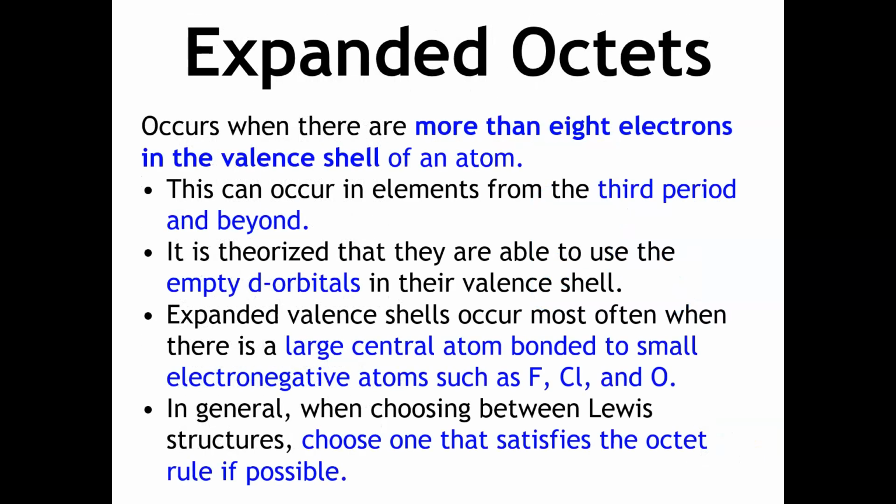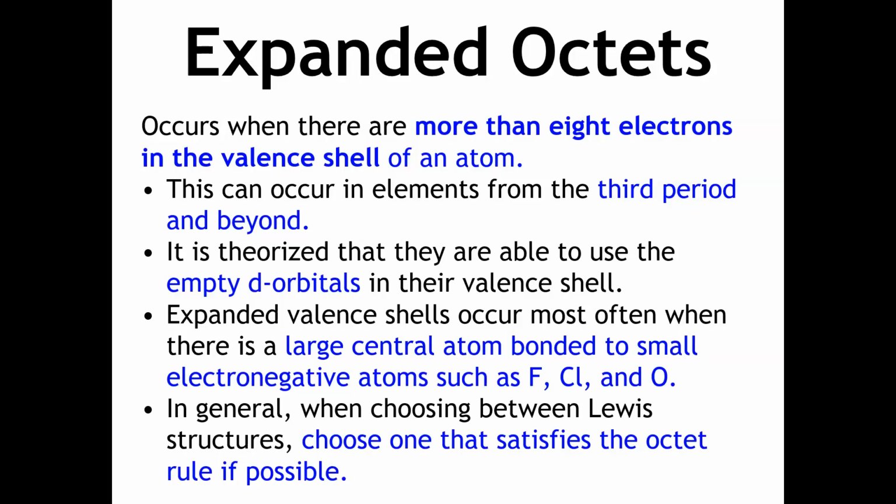Let's talk about expanded octets. An expanded octet occurs when there are more than 8 electrons in the valence shell of an atom. And you may say, how can this happen? Well, this occurs in elements in the 3rd period and beyond. And the reason why we more than likely see that is because, remember, in the 3rd energy level, we have the s, the p, and the d. And so we theorize at this point that the reason why we can see these expanded octets is because we use those empty d orbitals to put those electrons in.